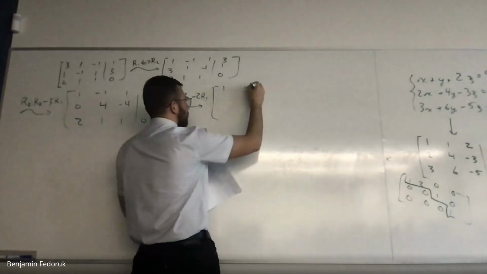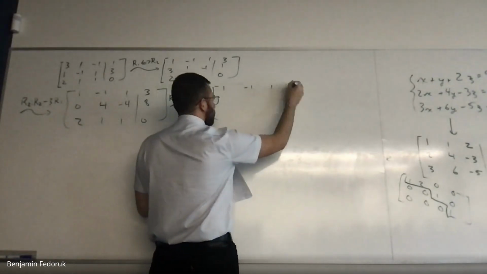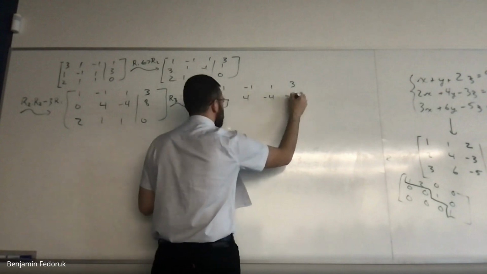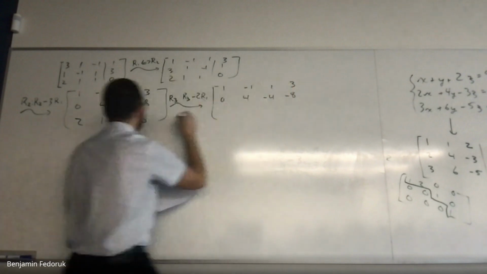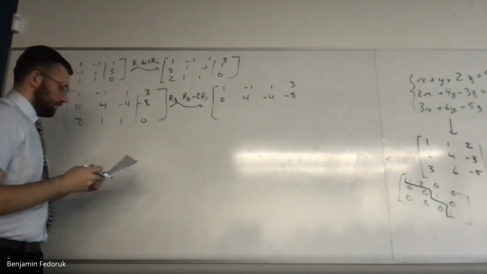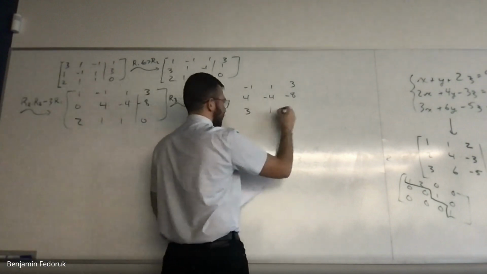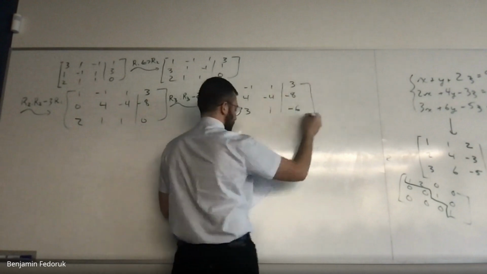So 1 minus 1, 1, 3, 0, 4, minus 8. Is it minus 8? Yeah, it's minus 8. And then I got 0, 3, 1, minus 6. I'll let you double check that.